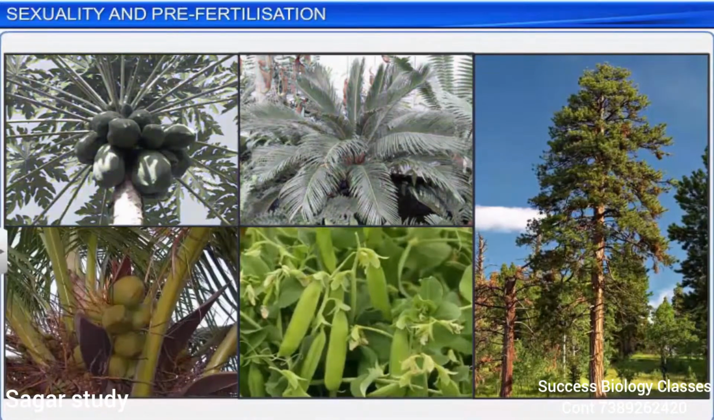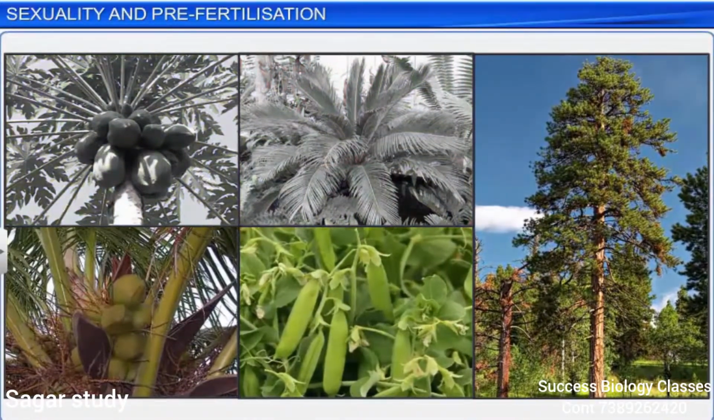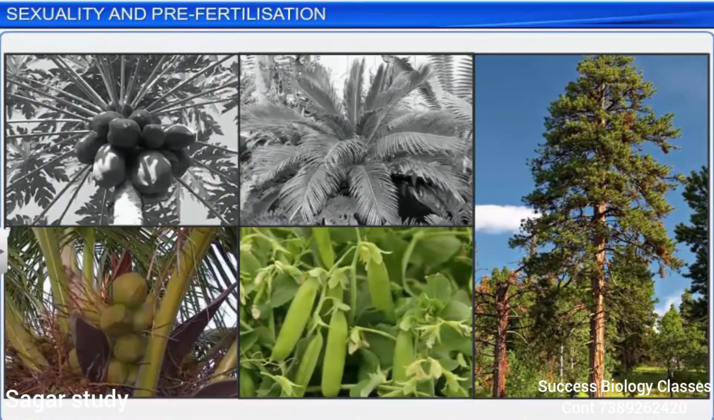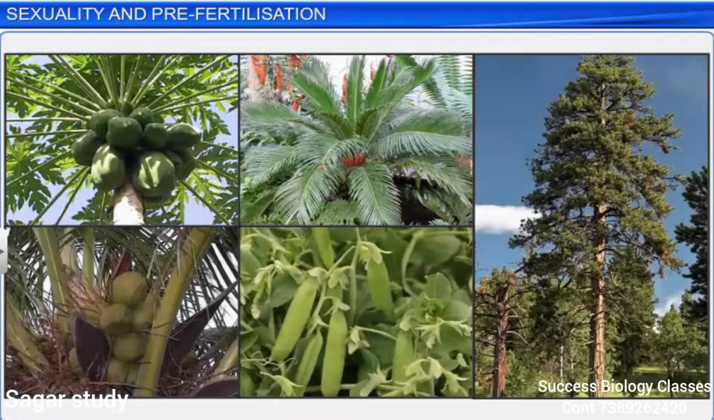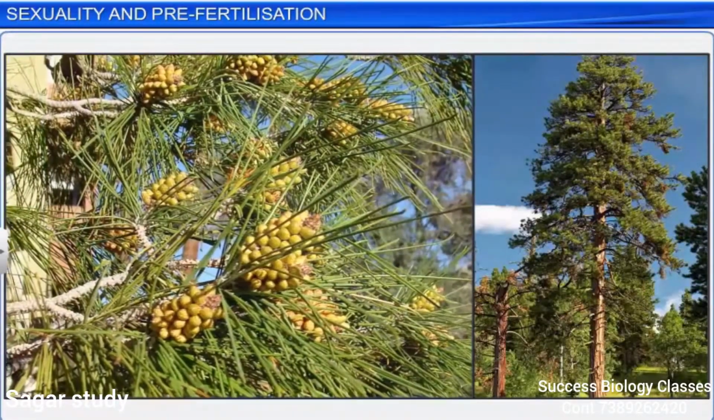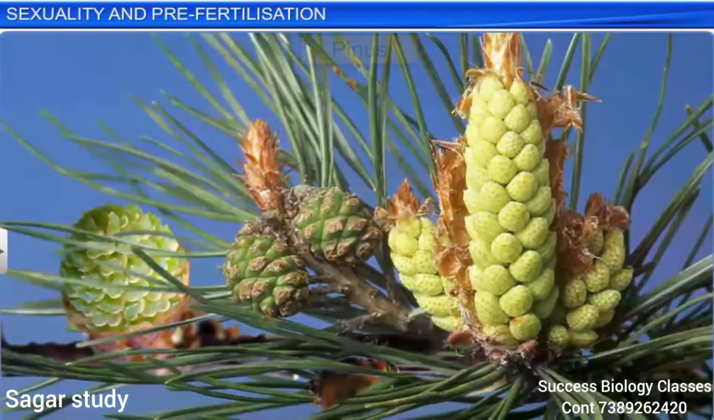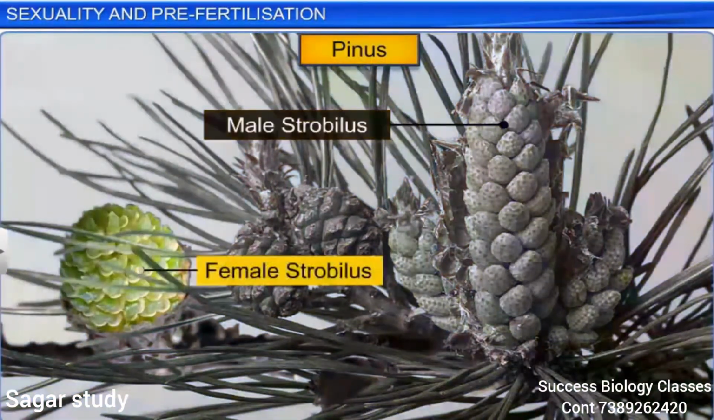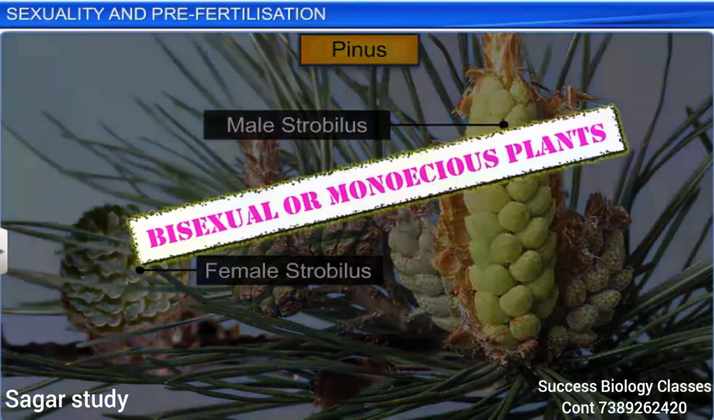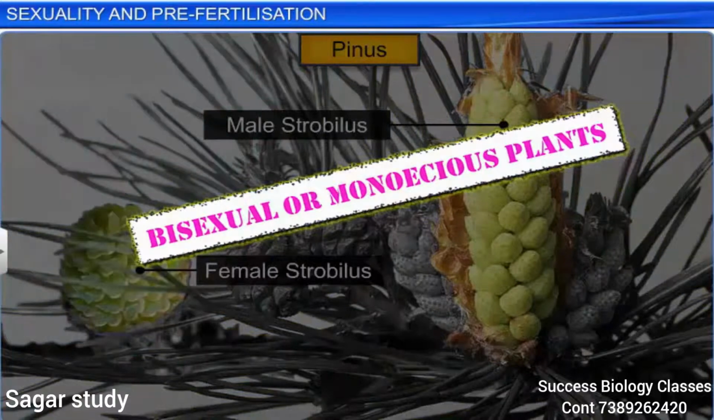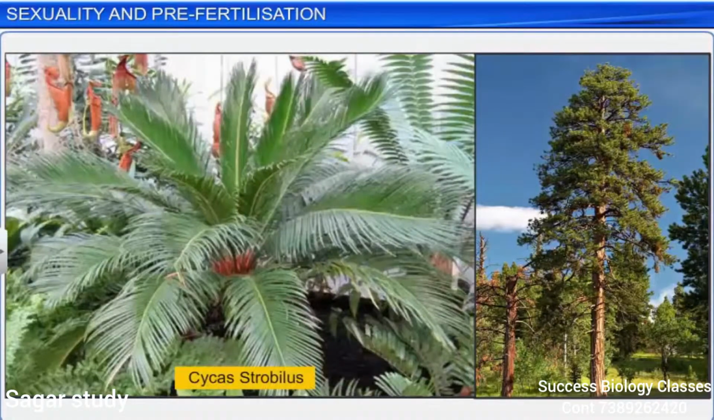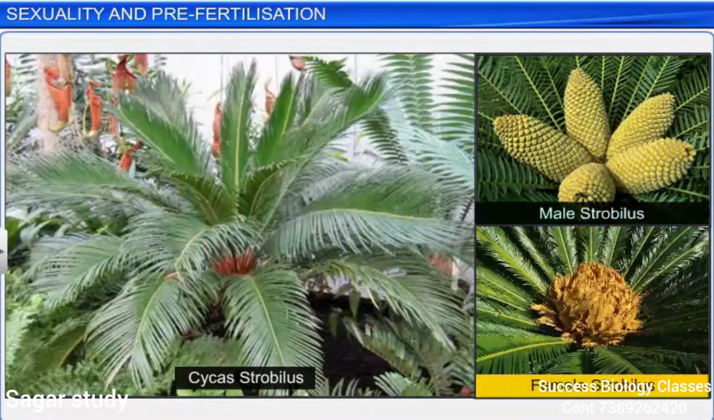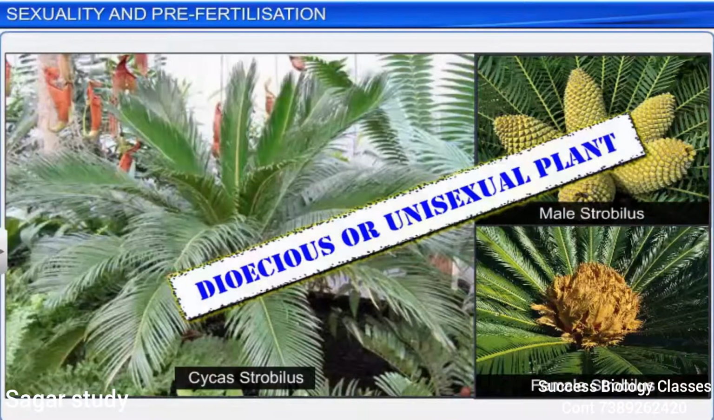Interestingly, while some organisms are endowed with both male and female reproductive structures, others possess only one of either reproductive structure. For instance, gymnosperms such as Pinus possess both male and female strobili and are called bisexual or monoecious plants. Cycas, on the other hand, has the male and female strobili growing on different trees and is known as a dioecious or unisexual plant.